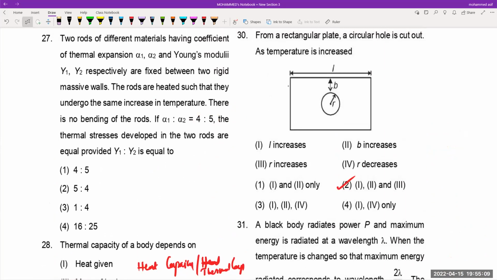27, ये तो डायरेक्ट क्वेश्चन है, याद होगा आप लोगों को। Two rods of different materials having the coefficient of thermal expansion alpha 1, alpha 2 and Young's modulus y1 and y2 are fixed between two massive rods. The rods are heated such that they undergo the same increase in temperature, there is no bending, and alpha 1 and alpha 2 is 4:5. The thermal stress is equal to how much?